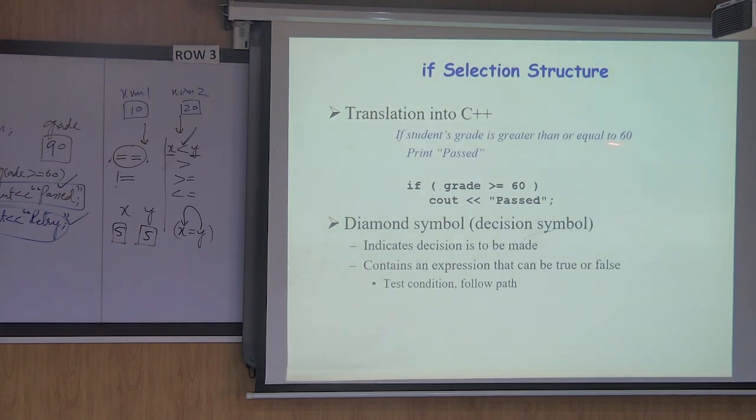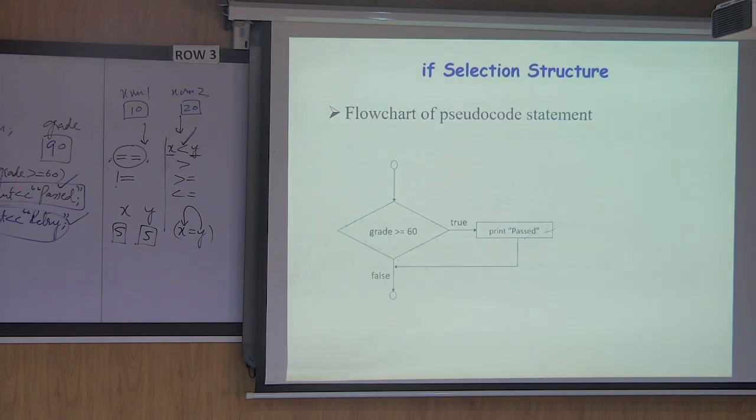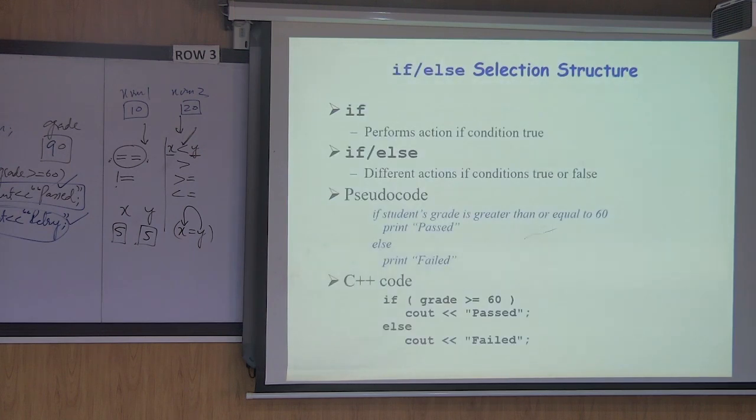So this is how we write it. This is how we convert it into code. Just like over here, the diamond symbol will give us the pictorial representation of if else. If grade is equal to 60, cout pass, else fail or retry. So we have this thing over here.